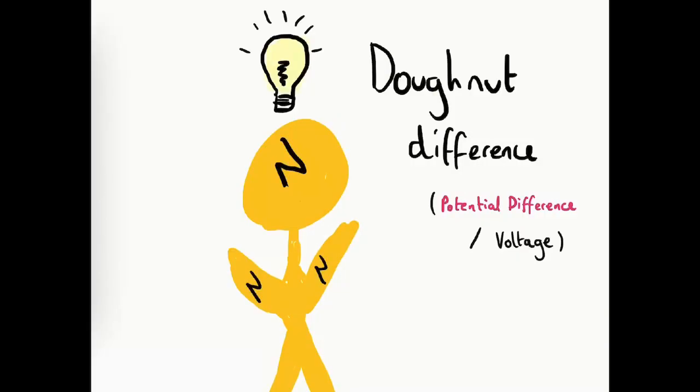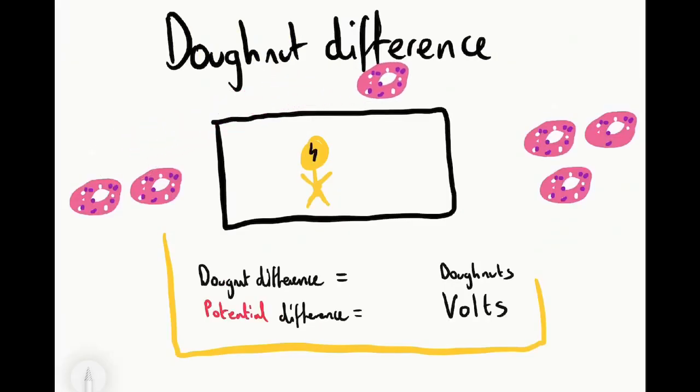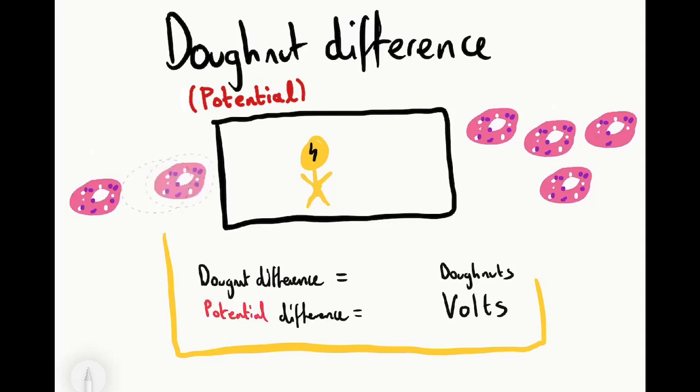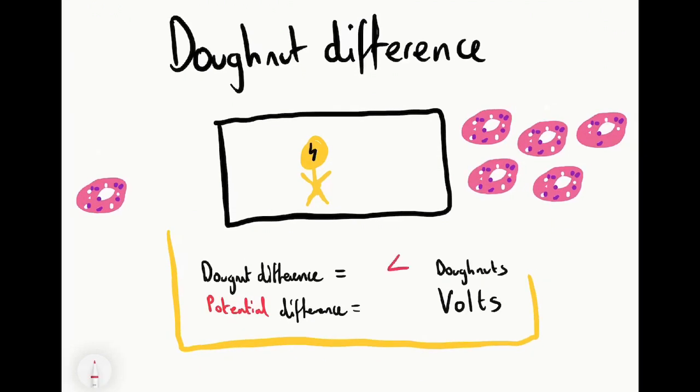Donut difference. With donut difference, battery man places more donuts on one side of the battery than the other. This makes it easier for the electrons to decide which way to go. This is because there's a potential difference across the 2 ends of the battery. Now this potential difference can be measured in donuts, but it's better to write volts.